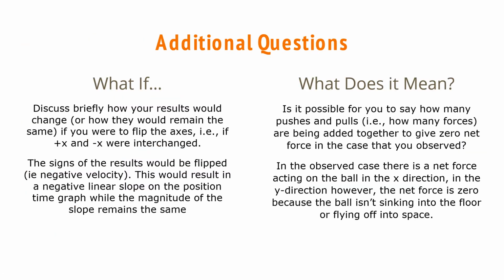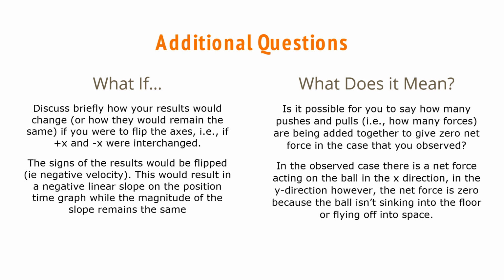So finally, we're going to discuss some additional questions. First of all, what if we flip the axes from x plus to x minus? Well, not much would happen. The signs of the results would be flipped. There'd be a negative velocity, but the ball didn't change the direction it's moving in, only the coordinate system changed. So this would result in a negative linear slope on the position time graph, while the magnitude of the slope remains the same. So the magnitude of the velocity does not change because magnitude is always positive.